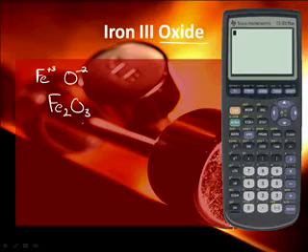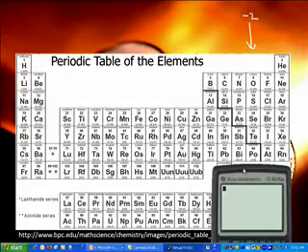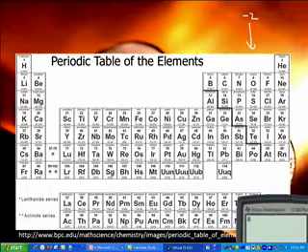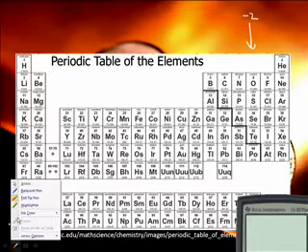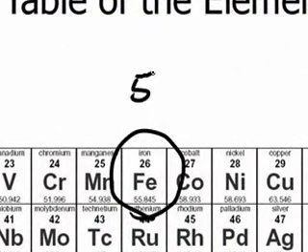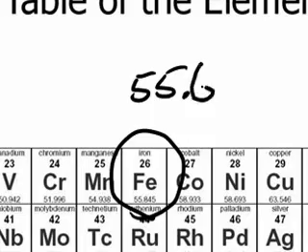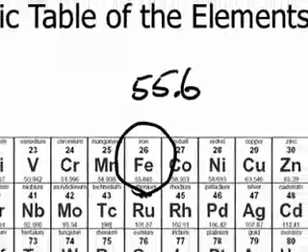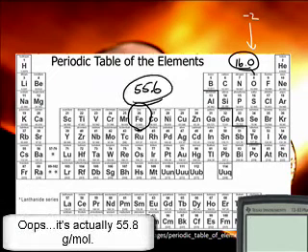So to find the molar mass, what we need to do is use the periodic table and look up the atomic weights of each substance. So we have 2 elements, iron and oxygen. Let's take a look at iron and oxygen. Iron is right here, and its atomic weight is 55.6. And this one is 16.0, right? Yep. So iron weighs 55.6, and oxygen weighs 16.